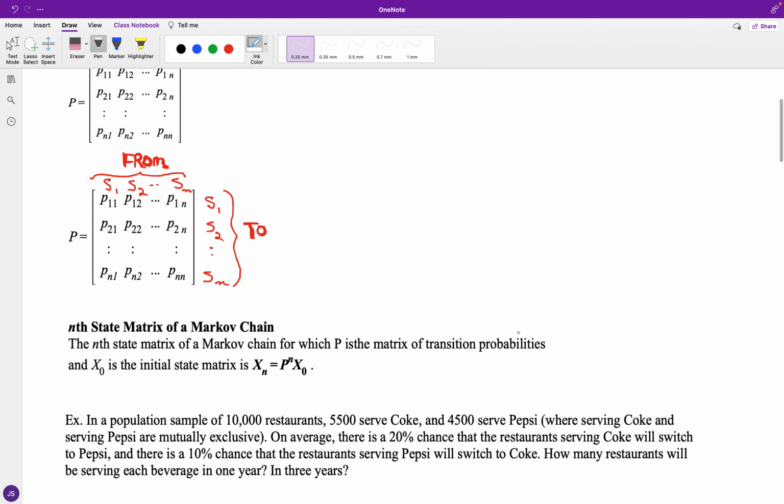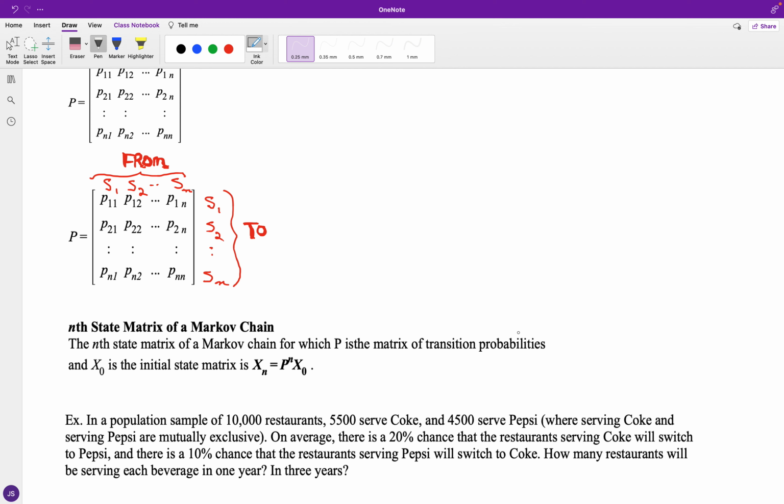As a case, in a population sample of 10,000 restaurants, you have 5,500 that serve Coke, and for the rest, 4,500 serve Pepsi. In the sample, serving Coke and serving Pepsi are mutually exclusive, so none of the 10,000 restaurants will be serving both beverages. On average, at least with the trends, there's a 20% chance that the restaurants serving Coke will switch to Pepsi. And from the other end of the spectrum, there is a 10% chance that the restaurants serving Pepsi will switch over to Coke.